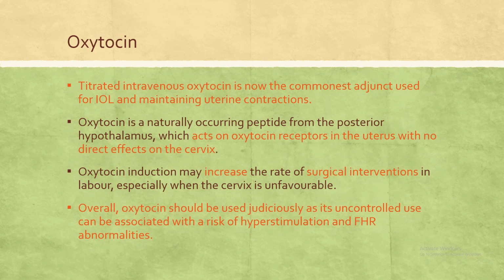Titrated IV oxytocin is the commonest adjunct used for induction of labor and maintaining uterine contractions. This is a naturally occurring peptide from the posterior hypothalamus, and it acts on oxytocin receptors in the uterus, but has no direct effect on the cervix. Oxytocin induction may increase the rate of surgical interventions in labor when the cervix is unfavorable. So it increases the rate of cesarean section or instrumental deliveries. Overall, oxytocin should be used judiciously, as uncontrolled use is associated with hyperstimulation and FHR abnormalities that you know.